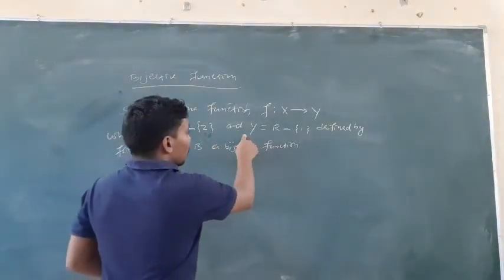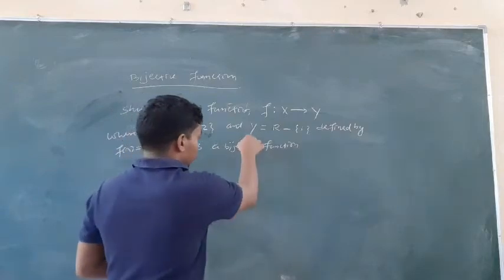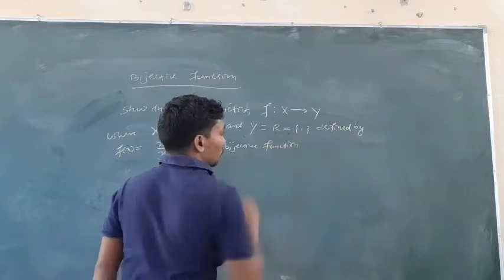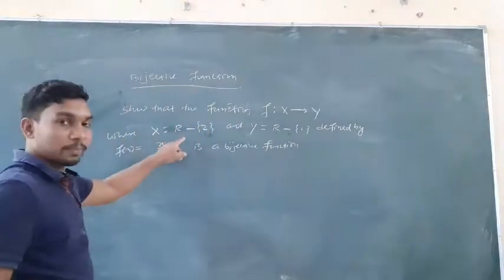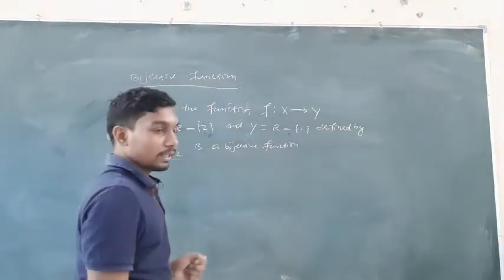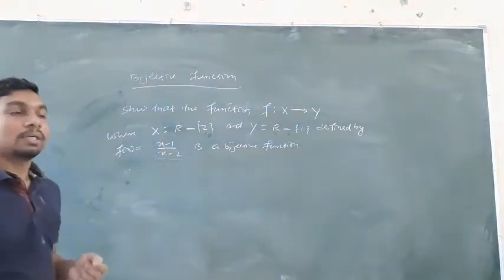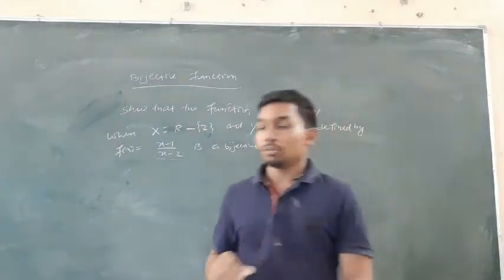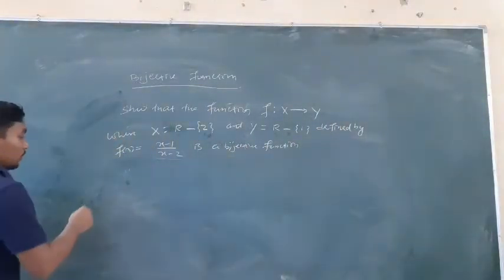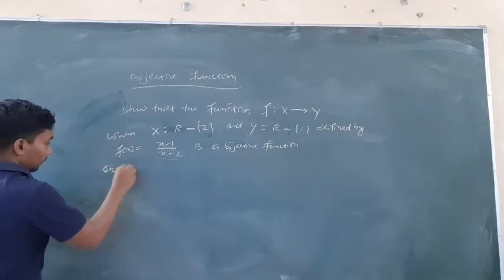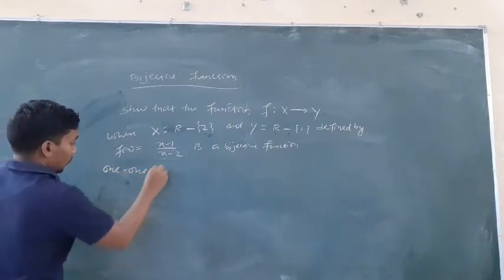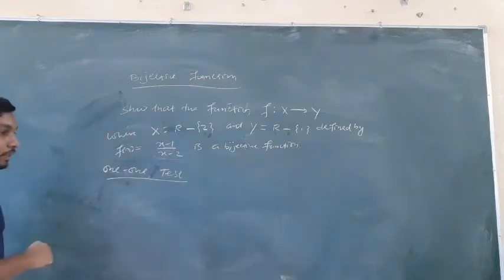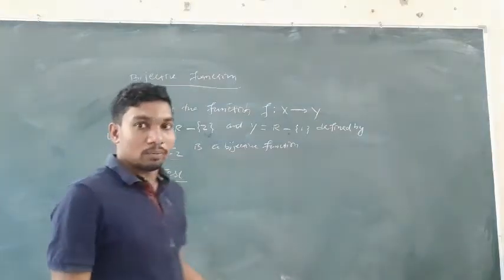Similarly, we have to test that the function is onto Y. If Y is equal to all real numbers excluding 1, then f of x is equal to x minus 1 by x minus 2 is a bijective function. For a bijective function, it is sufficient to show that the function is one-one as well as onto. We have to first show the injectivity, or one-one test. We have to test that the function is one-one.